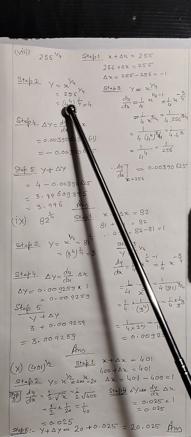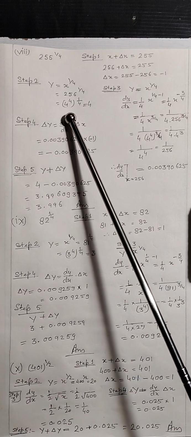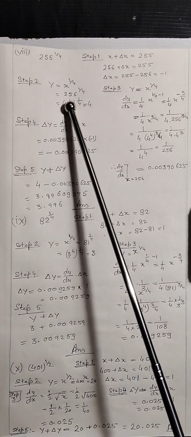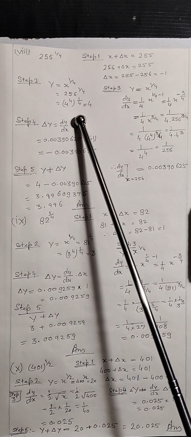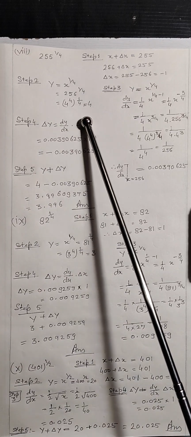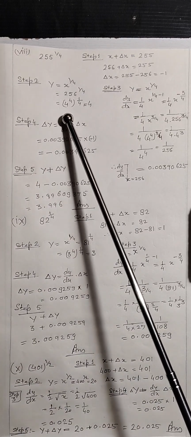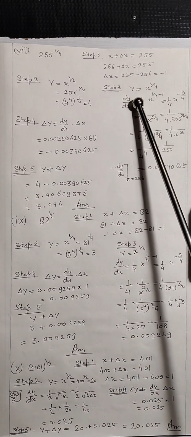So here 256 raised to power 1 by 4, that is 4 raised to power 4 is 256, and whole raised to power 1 by 4. So we will ultimately get 4. Means from step 2 we have got the value of y, that is 4. Now proceed to step 3.